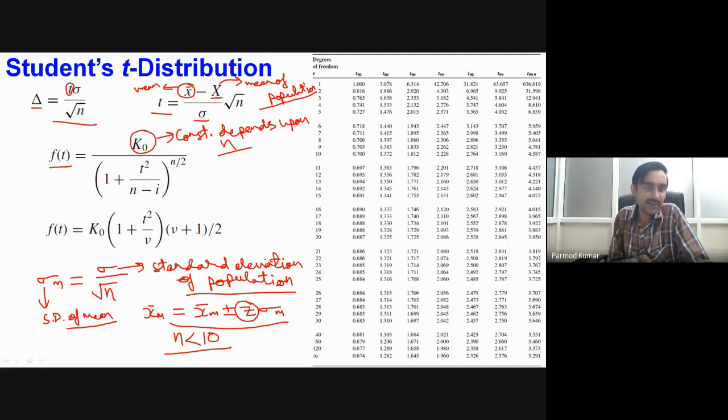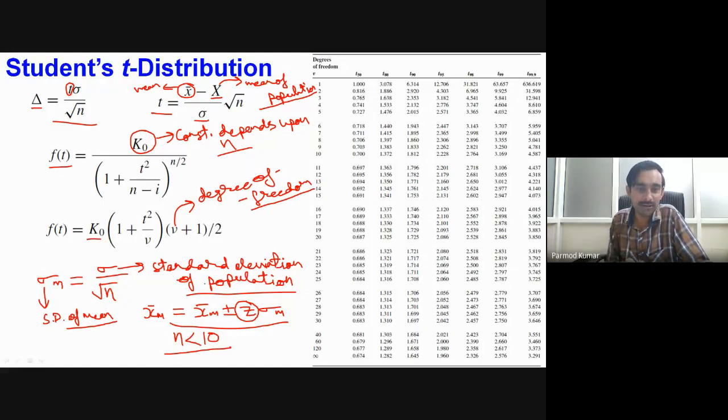This can further be written in terms of the number of degrees of freedom as f of t equal to k naught times 1 plus t square by nu, the whole to the power nu plus 1 divided by 2. This nu is known as the degree of freedom. The value of nu in general is taken as equal to n minus 1. Normally, the t distribution is employed when our sample size is less than 10.